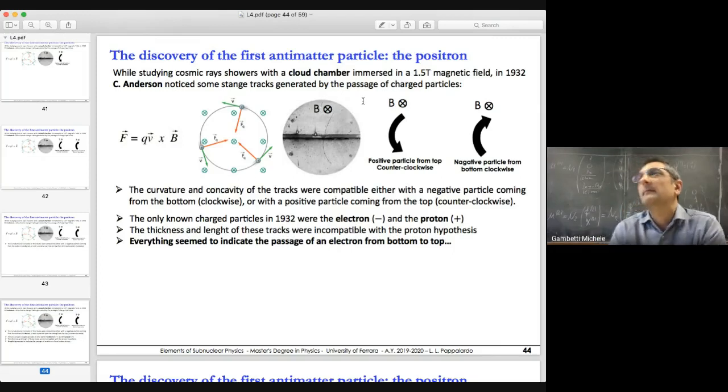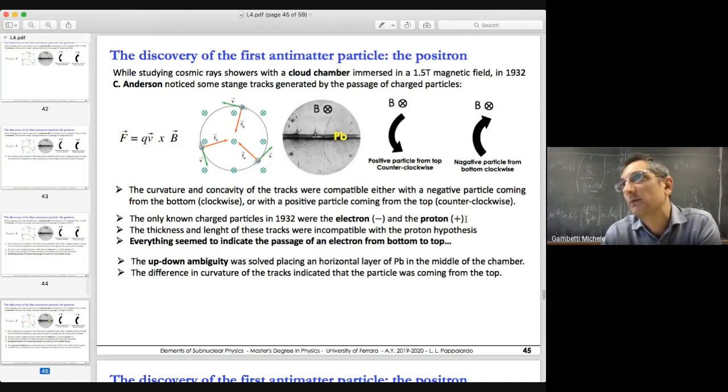Now, in principle, this can be fine, but this cannot be fine because Anderson was studying cosmic rays, and cosmic rays come from the top, from the atmosphere, not from the Earth, so from the bottom. This thing was put in a balloon in the atmosphere. So it was impossible that the cosmic ray was coming from the bottom, from the Earth through the atmosphere, rather than from the atmosphere to the Earth. And this could not be even a problem. So it cannot be a positive charged particle. So this was really a problem.